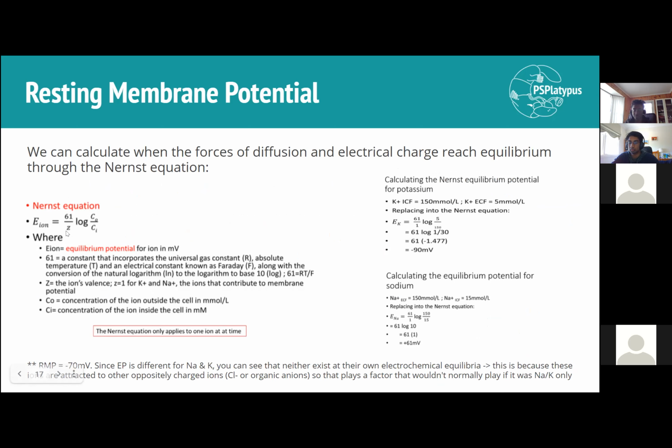Z is the valence. So potassium is going to be 1. Then concentration outside over concentration inside. And then you just get that.